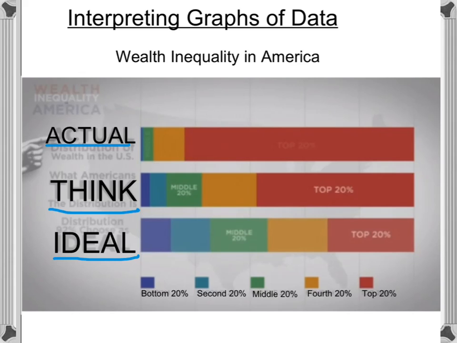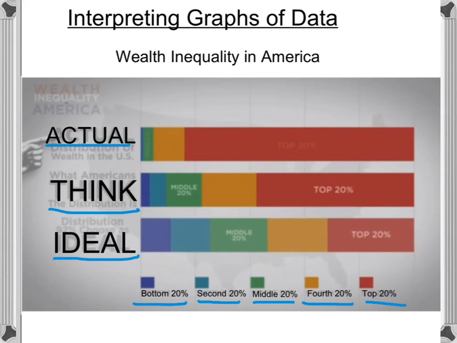Okay, so let's look at our categories. The purple category represents the bottom 20%. The aquamarine category represents the second 20%. The green is the middle 20%. So it looks like it's been divided into 20% portions. And then the fourth 20% and the top 20%. Okay?